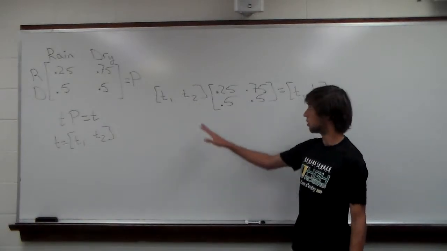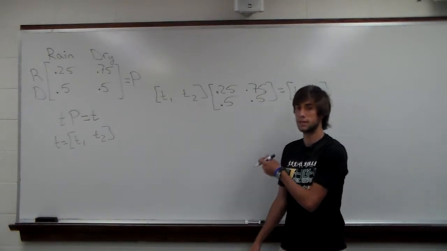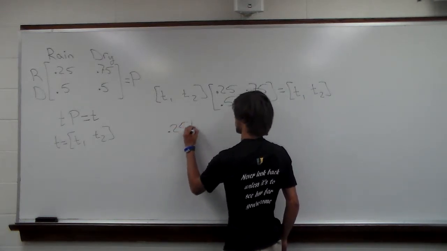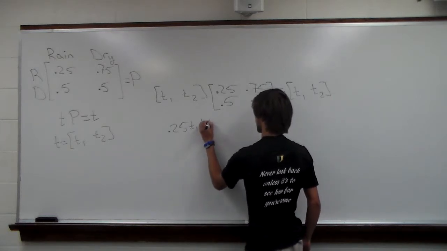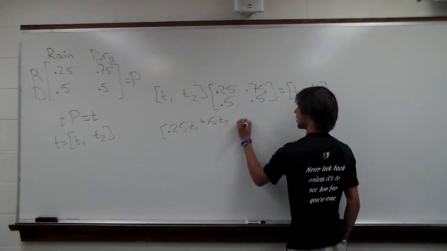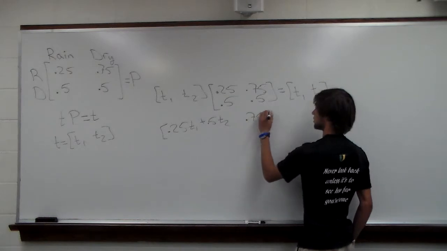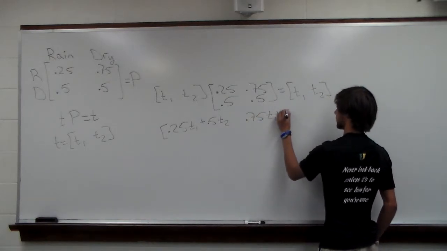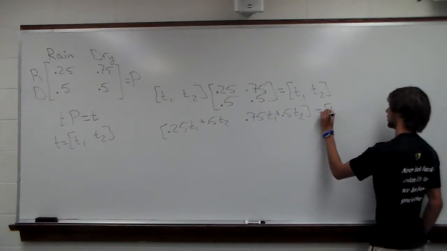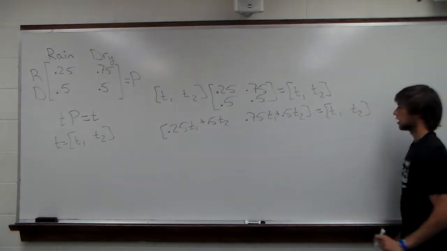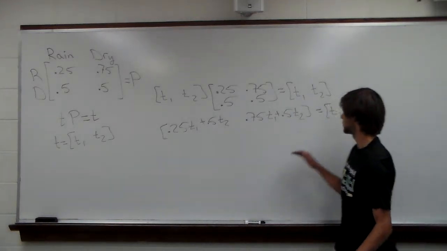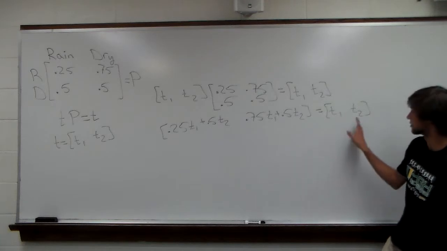Now all we're going to do is multiply this matrix by this matrix. We multiply T and P, which is going to give us 0.25 T1 plus 0.5 T2 in our first entry, and our second entry will be 0.75 T1 plus 0.5 T2, and that will still equal T1, T2. Now we're just going to write this as a system of equations. Obviously, for these to be equal, this entry has to equal this entry, and the second entry here has to equal the second entry here.